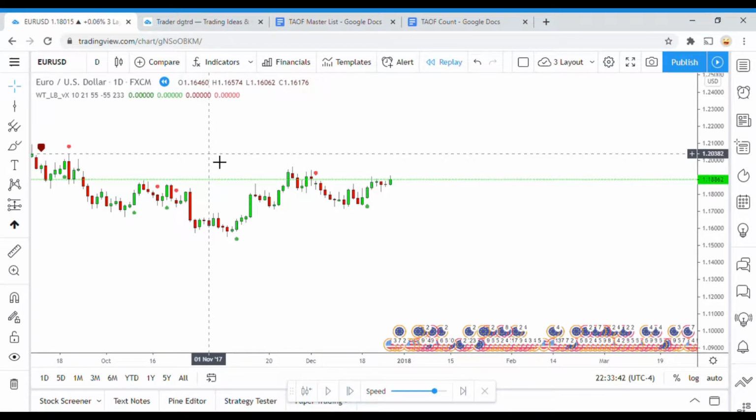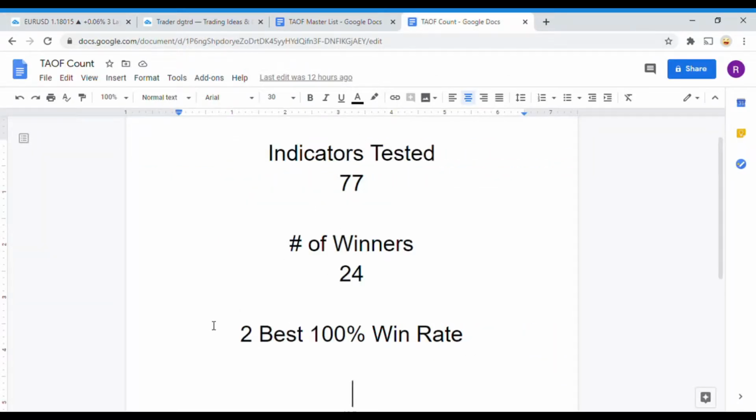Alright, as I said, today we will be testing the wave trend indicator. But before we do, I wanted to put the indicator scoreboard up for everyone to see. So to date, we have tested 77 indicators. And out of those 77 indicators, 24 of them have been winners, which means that they have met or exceeded the 60% win-loss ratio threshold that we have set for them. The two best ones were able to achieve a 100% win rate.